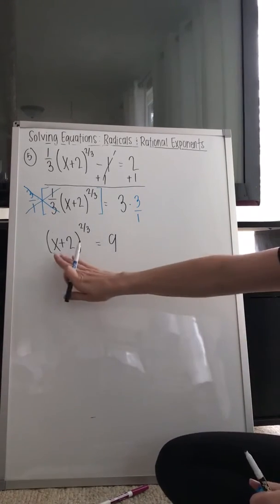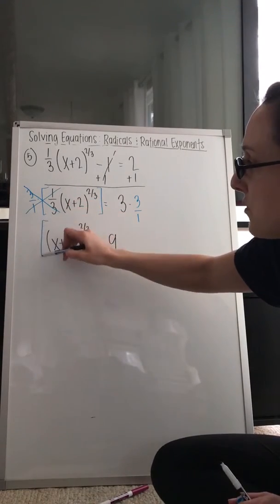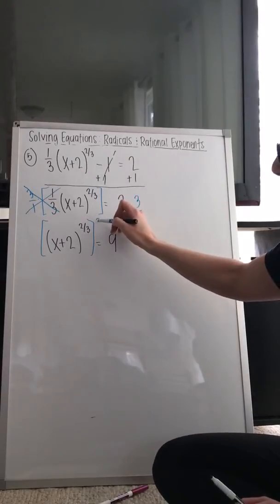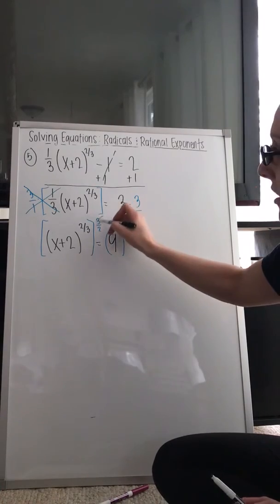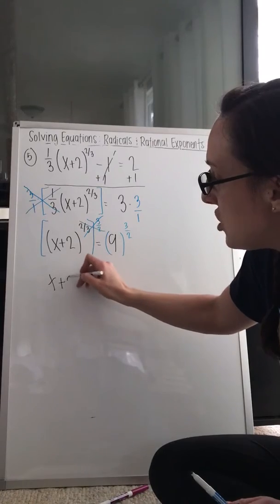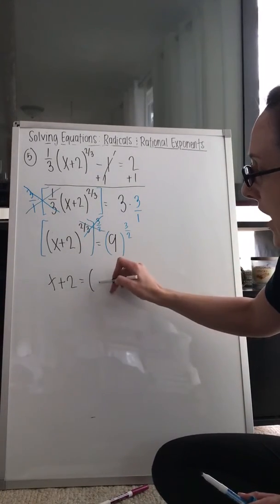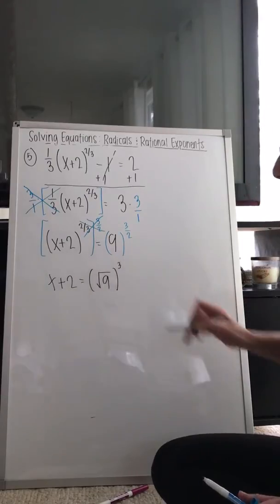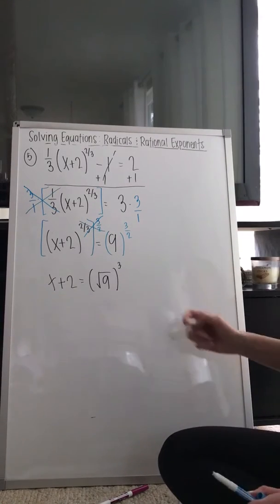And at this point, once I've got this by itself, same process as the last two. I'm going to go ahead and raise both sides to the reciprocal of the fractional exponent. So the reciprocal here would be 3/2. And I will do that on both sides of the equation. So over here, my exponents undo each other. I'm left with x plus 2. And 9 to the 3/2, I'm going to rewrite that as a radical. So the square root of 9 raised to the 3rd power is how you would rewrite 9 to the 3/2 power.